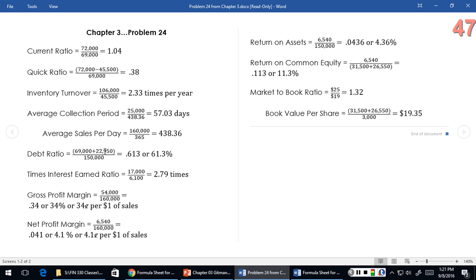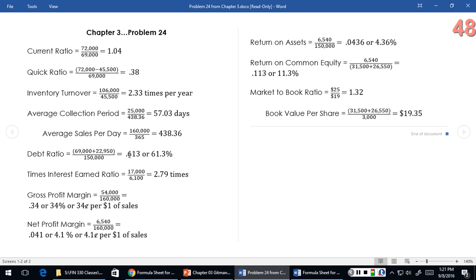Now, the debt ratio. This is one of them that they kind of complicated a little bit for you. Instead of giving you total liabilities, which is everything the company owes to other people, they gave you a couple of line items. They gave you current liabilities and long-term debt, and you had to add those together, which was the 69,000 plus the 22,950 divided by 150,000.